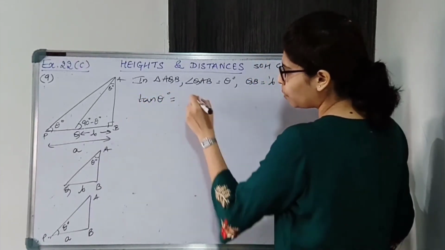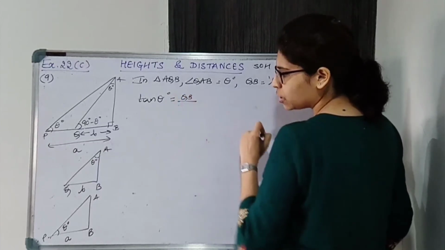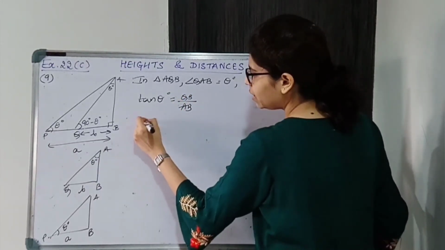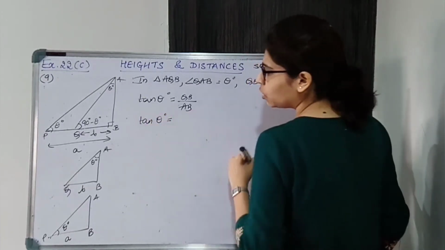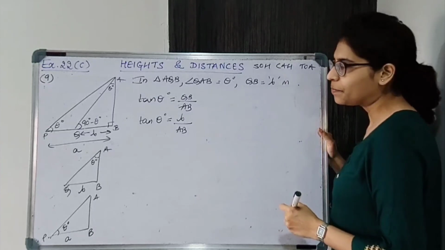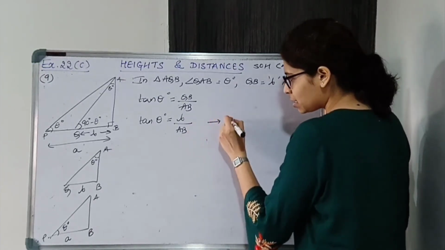It is equal to opposite, that is QB, upon adjacent, that is AB. Okay, so tan theta is equal to QB, that is B upon AB. Okay, make substitution. Now we got this, mark this as 1.